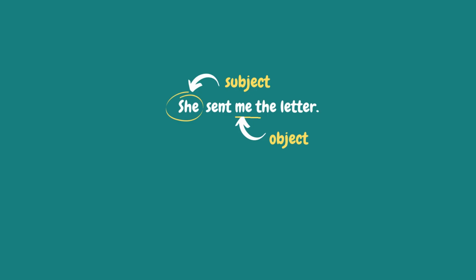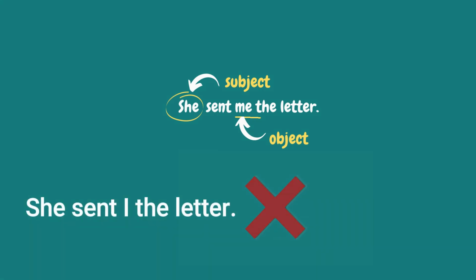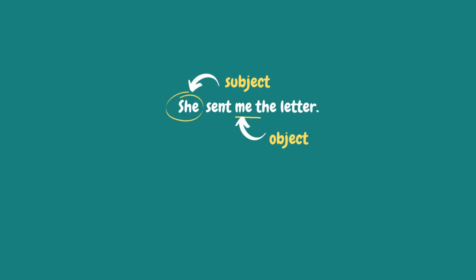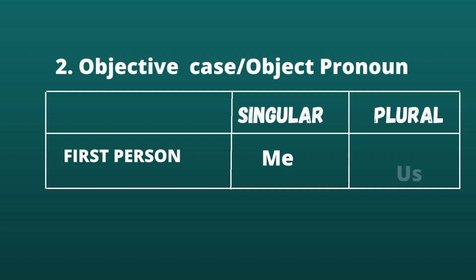Example, she sent me the letter. She is the subject. She is the doer of the action, and the receiver of the action is me. And that is the object of the sentence. She sent I the letter is wrong. Why? Because I is a first person subject pronoun. It only replaces the subject. Therefore, we cannot use I as the object of the sentence.